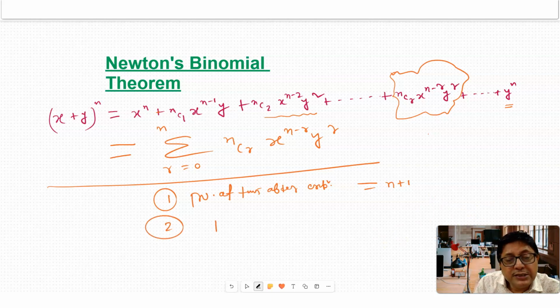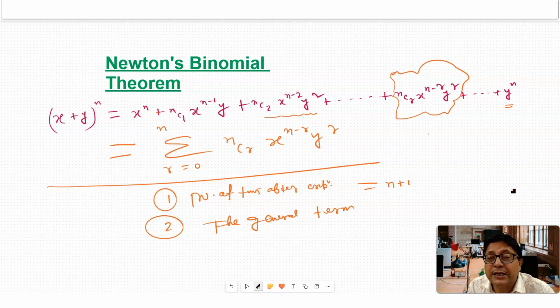Number 2, the general term. The general term in the expansion is, which term is this? I told you this is going to be the representative of all the terms. Which term is this? It is the rth term or the r plus 1th term. That we have to decide. To decide it, you go back there. If it is nC1, then it is going to be the coefficient of the second term. If it is nC2, it is going to be the coefficient of the third term. So this is going to be the r plus 1th term.